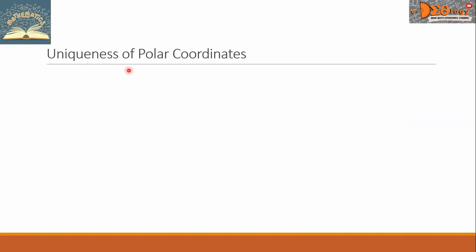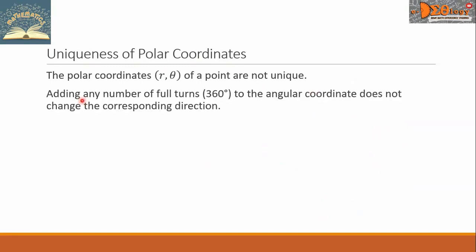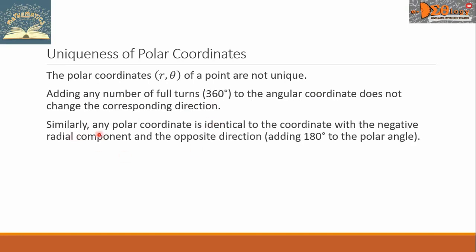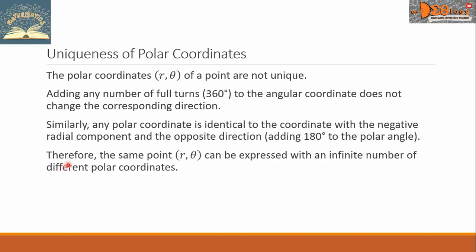Let us discuss uniqueness of polar coordinates. The polar coordinates r, theta of a point are not unique. Adding any number of full turns, that is 360 degrees, to the angular coordinate does not change the corresponding direction. Similarly, any polar coordinate is identical to the coordinate with a negative radial component and the opposite direction, which means adding 180 degrees to the polar angle. Therefore, the same point r, theta can be expressed with an infinite number of different polar coordinates.